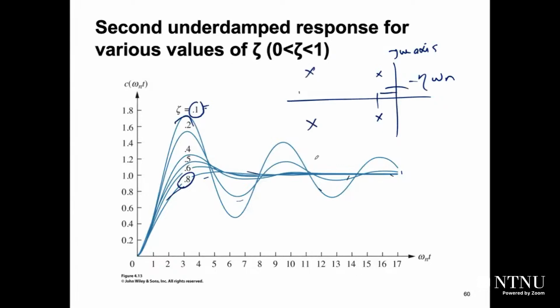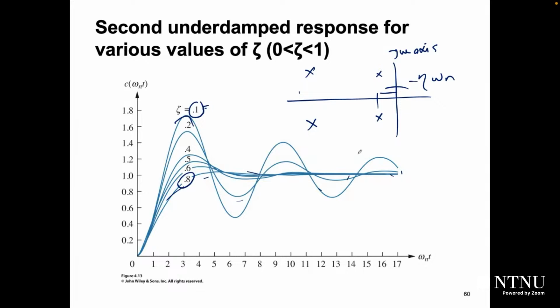And in this case, what will happen? Your system will be faster. When you are far away from the j omega axis, the system will be faster. So it will settle down very quickly, because the settling time will be shorter, right? It's the same as we did with the first order system.